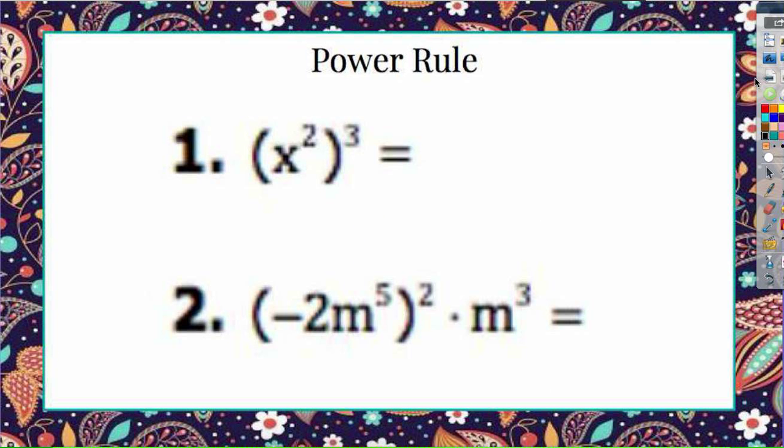So our examples to fill out on the notes for these, we've got x squared to the 3rd. We multiply these two, so it gives us x to the 6th.